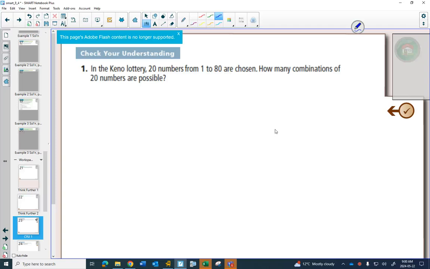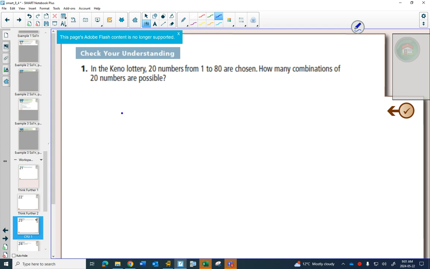So we're going to start talking about lotteries. Because in a lot of lotteries, you choose numbers, and if your numbers are picked, you win the lottery. So here's a lottery. I don't know if any of you have heard of the Keno lottery. In the Keno lottery, there are 80 numbers. You choose 20 of them.